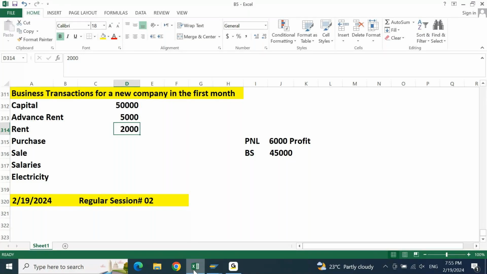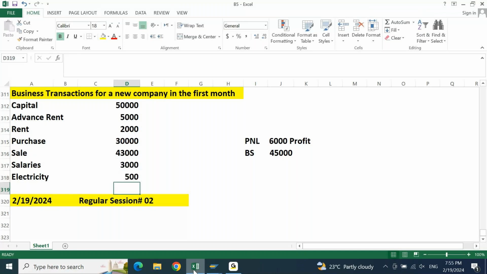Out of 45,000, I will assume that I am going to purchase 30,000. Out of 45,000, I am spending 30,000 for my purchases. Let's assume that whatever you purchased, you sold, and the products or items that you purchased for 30,000, you sold everything. There is no closing stock. Assume that the 30,000 worth of products you sold for 43,000. Salaries, let's say you paid 3,000 rupees. Electricity, let's say you paid somewhere around 500 rupees.